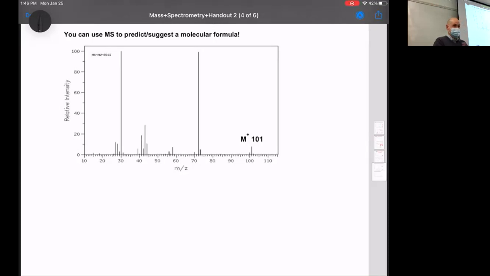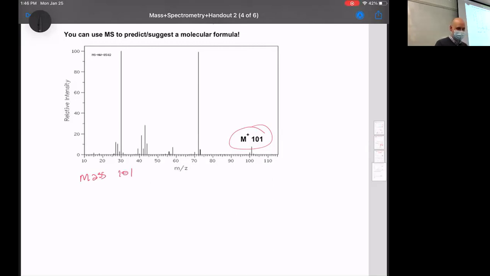That is, I never told you draw me something that weighs 101, but it's not a big step. So let me show you how you do this. You could do this. You can probably figure it out, but we'll work through it together. All right, 101. What does that tell you? The molecular ion has a mass of 101. Right, so the mass is 101.